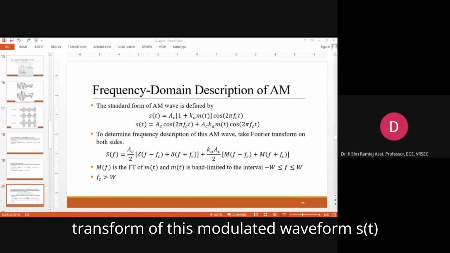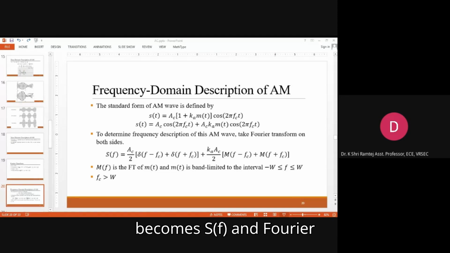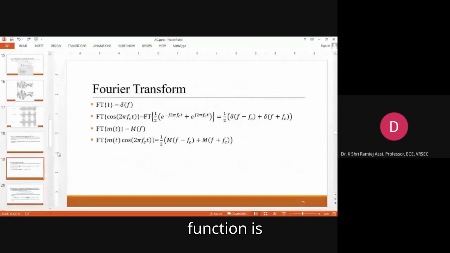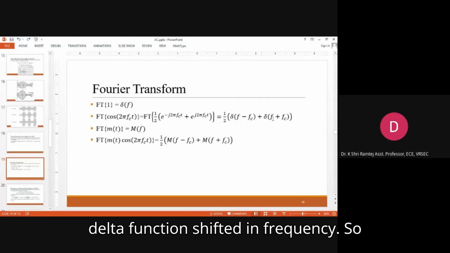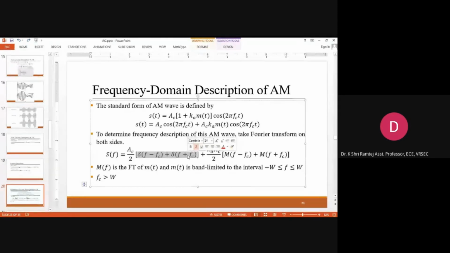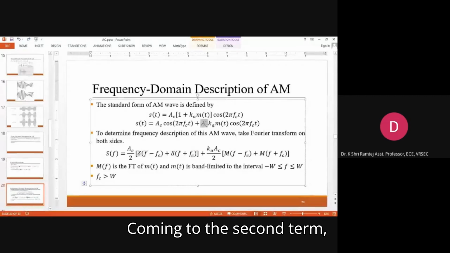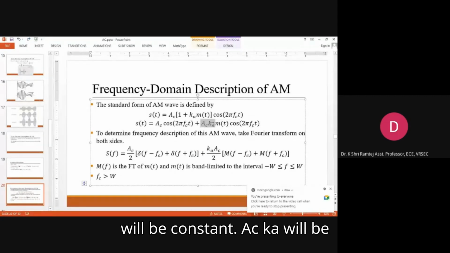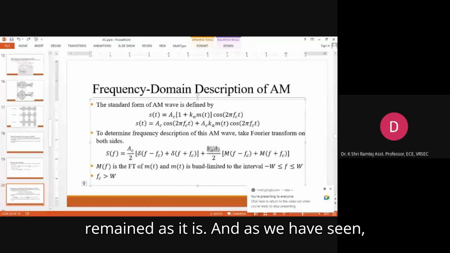The Fourier transform of this modulated waveform s of t becomes s of f. For the first term, that is the cos signal, as we have seen, the Fourier transform of the cos function is the delta function shifted in frequency. So it will be AC by 2 into del of f minus fc plus del of f plus fc. Coming to the second term, this is the constant AC Ka, so it will remain as it is.